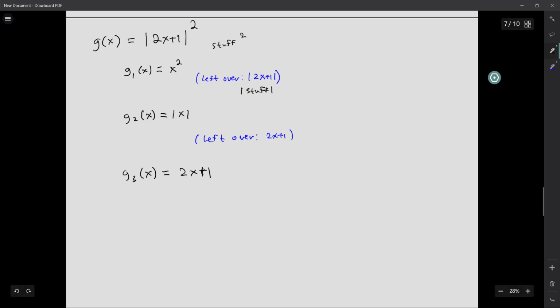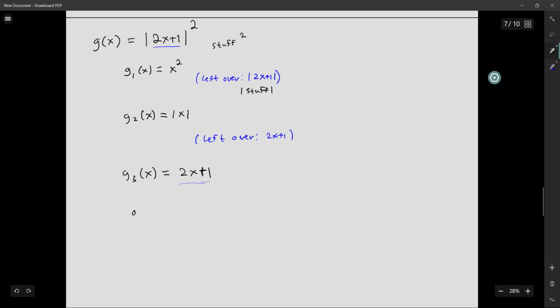Now I could have done this in the opposite order. I could have started from the inside and said, hey, I've got one function here, which is 2x plus 1. And then I take the absolute value of that. That's another function. And then I square that. That's another function. So I could say I start with 2x plus 1, and then I take its absolute value, and then I square it. At any rate, the order has to be the same.